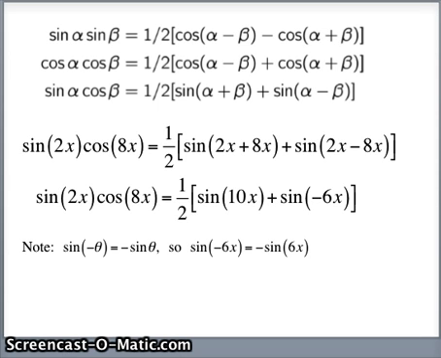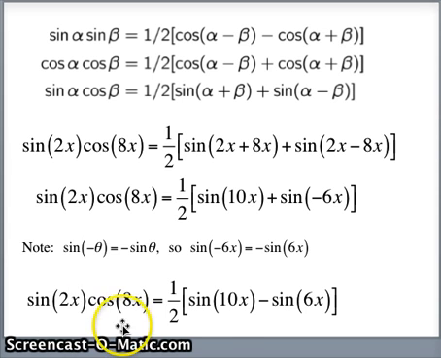Remember, cosine is an even function. Cosine of negative theta is cos theta, so if that comes up, you can keep that in mind as well. So making the substitution, sine of negative 6x just becomes negative sine 6x, and we have sine 2x cos 8x written in an equivalent form. So we use those three identities to look at all of those examples.